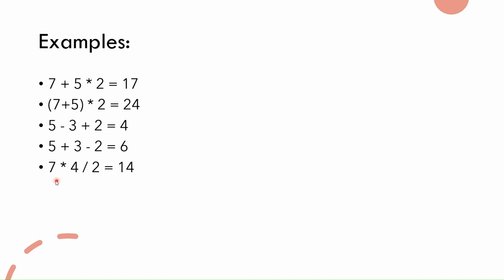The last example is 7 multiplied by 4 divided by 2 equals 14. In this example, we can see that division and multiplication have the same level of precedence, so we will start from left to right. So 7 multiplied by 4, which is 28, divided by 2, which is 14.